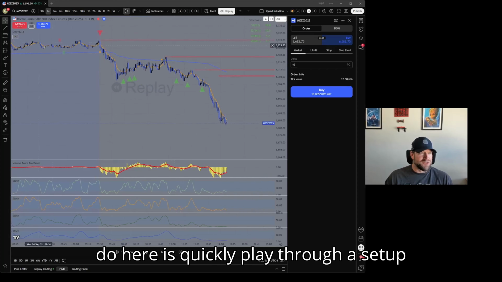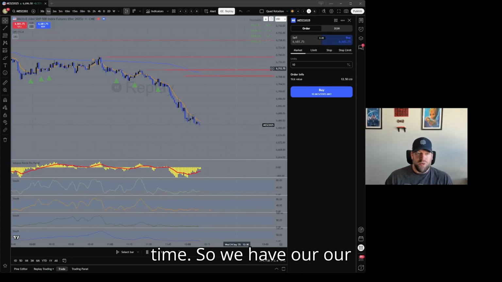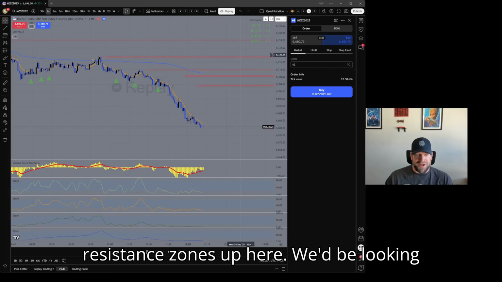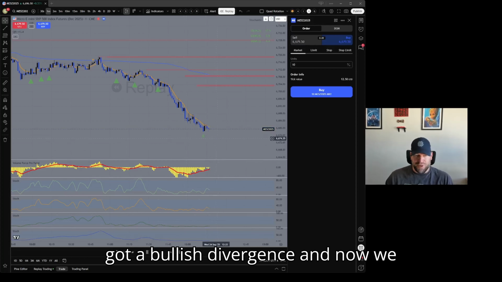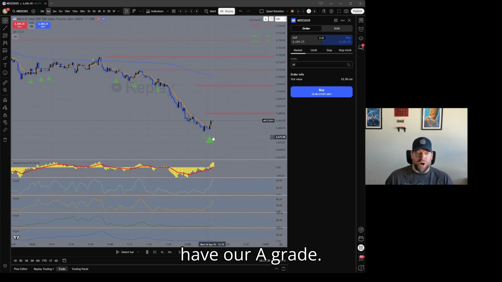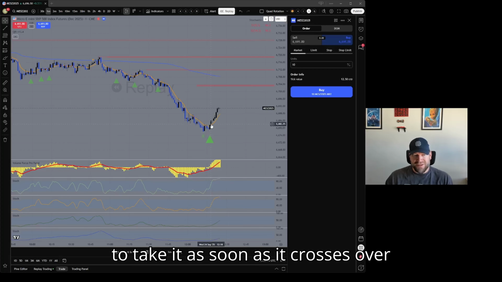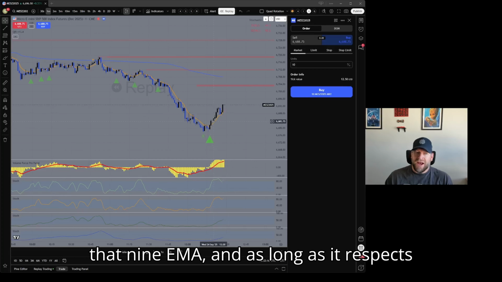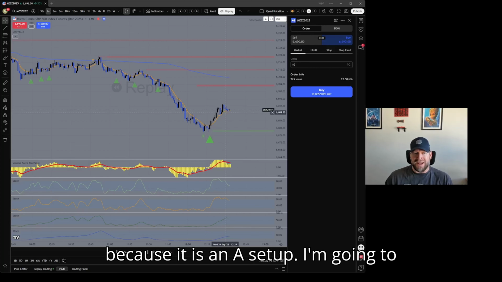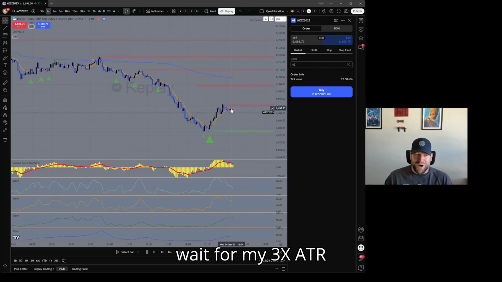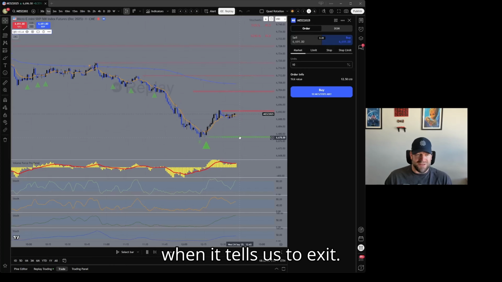What I wanted to do here was quickly play through a setup and show you what this looks like in real time. So we have our resistance zones up here. We'd be looking for an entry long. Now we just got a bullish divergence, and now we have our A grade signal saying this is a buy. We're going to take it as soon as it crosses over that 9 EMA. And as long as it respects that 9 EMA, I'd stay in this trade because it is an A setup. I'm going to wait for my 3X ATR to see where this indicator takes us and when it tells us to exit.